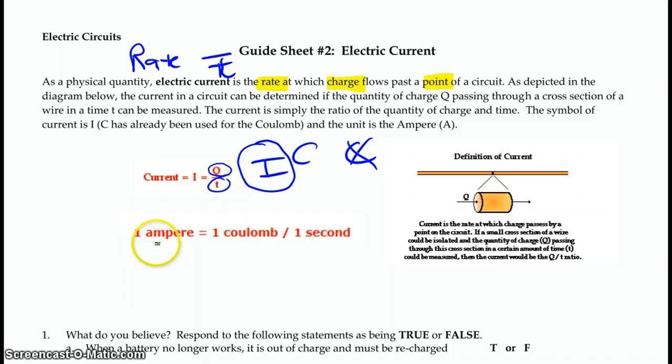So 1 ampere, and that is a person's name, is equal to or defined as 1 coulomb of charge passing a given point for 1 second in time.